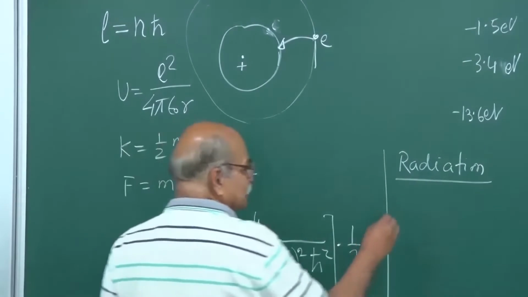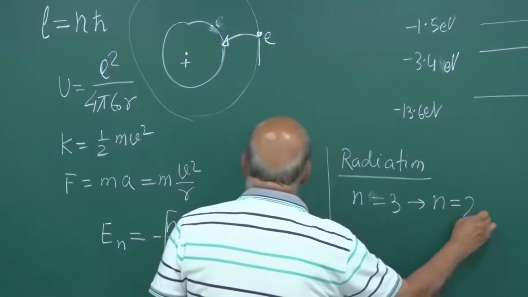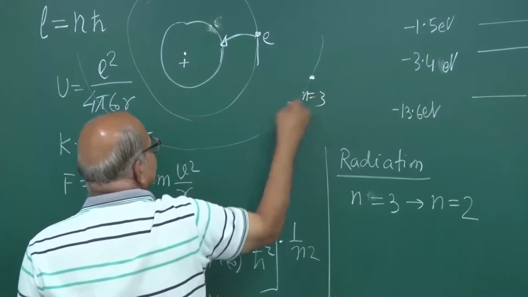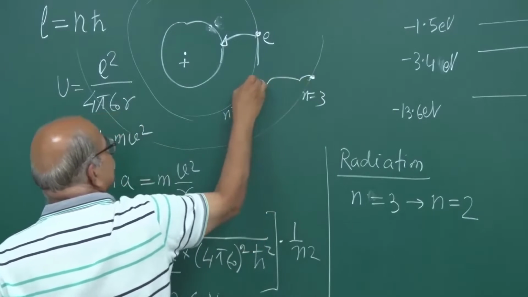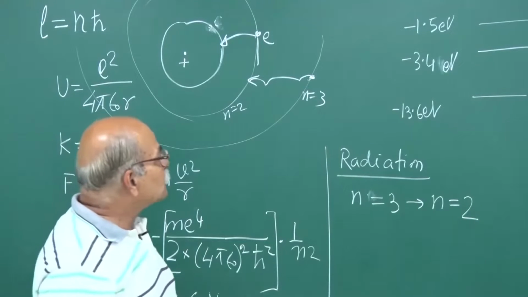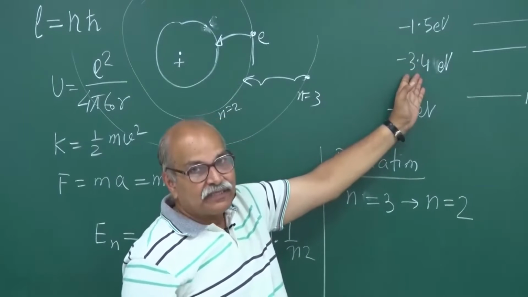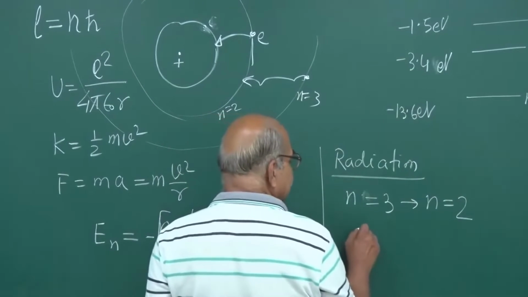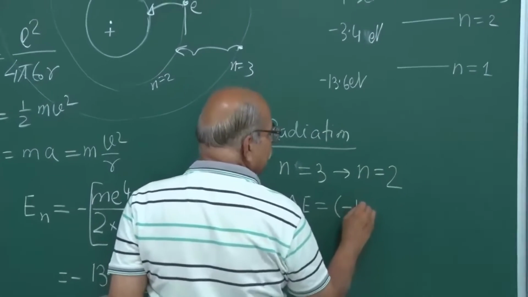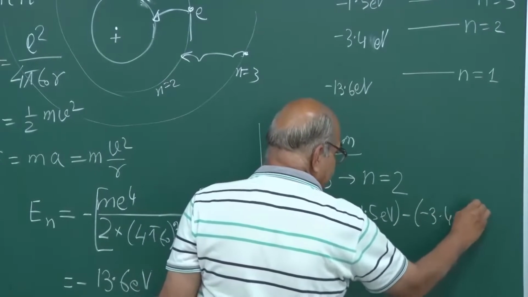So if the jump is from, say, n equal to 3 orbit to n equal to 2 orbit, if this is n equal to 3 and this is n equal to 2, and the electron makes a jump here, the energy is reduced from minus 1.5 eV to minus 3.4 eV. So the energy is reduced, and that difference: it was minus 1.5 eV in n equal to 3, and now it has gone to minus 3.4 eV, and therefore this is 1.9 eV.